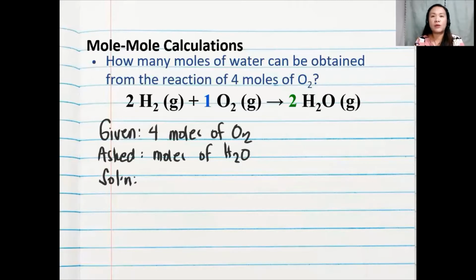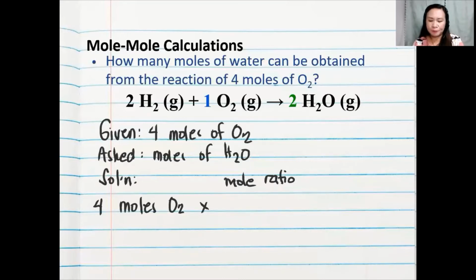As I've mentioned before, in any conversion, the first thing that we need to do is to write the given. So we now write 4 moles of oxygen. Now, for this problem, since it's a mole-to-mole conversion, we are going to use what we call the mole ratio. Now, where do we get the mole ratio? The mole ratio is found in the chemical equation. It is the coefficients that we have written in the balanced chemical equation.